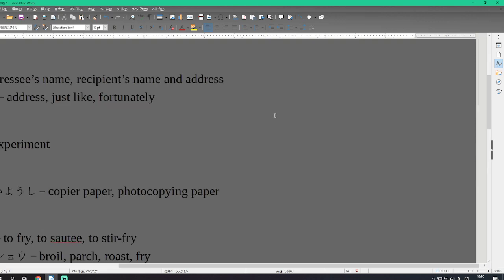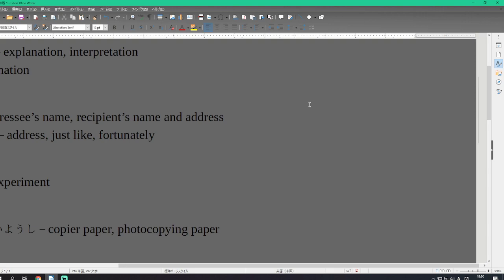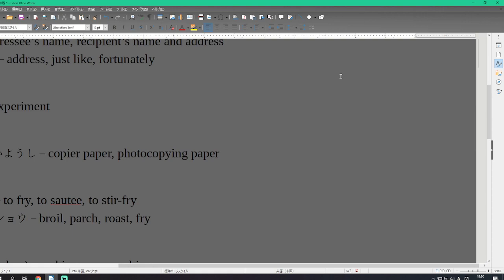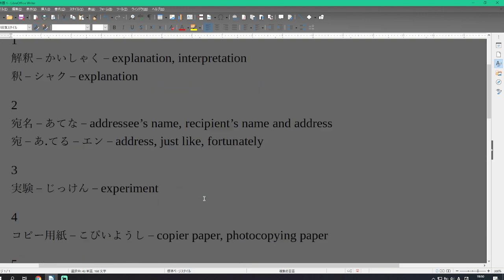Copier paper or photocopying paper is kopi yoshi. Kopi yoshi is copy paper or photocopying paper. To fry, to saute, or to stir fry has a little bit of fire. Remember the kanji, but not the pronunciation. Itameru, that's right. Itameru is to stir fry or to saute.